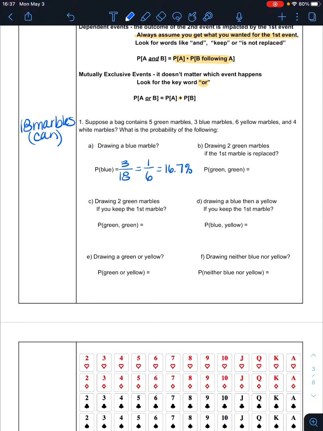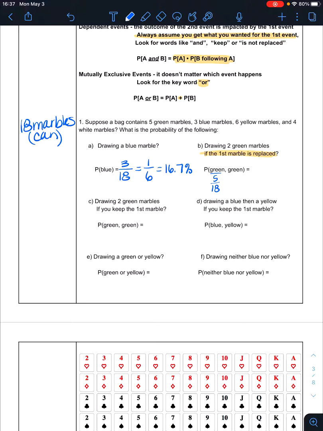All right, so now let's look at some compound probabilities. Drawing 2 green marbles, if the first marble is replaced, okay? So we reach in the bag, we want to know the probability of drawing a green and then a green. So we take each event separately. First, what's the probability of drawing a green? Well, there are 5 green marbles and there are 18 marbles in the bag. I reach in the bag. Oh, look, I got a green. I put it back in because I replaced it.